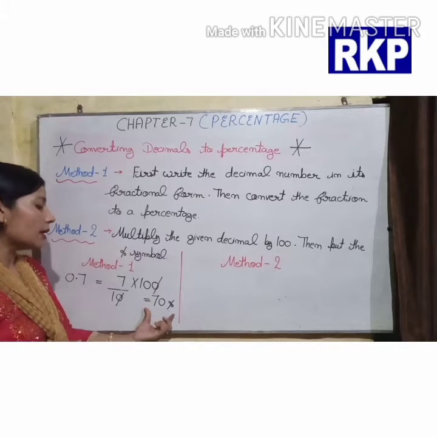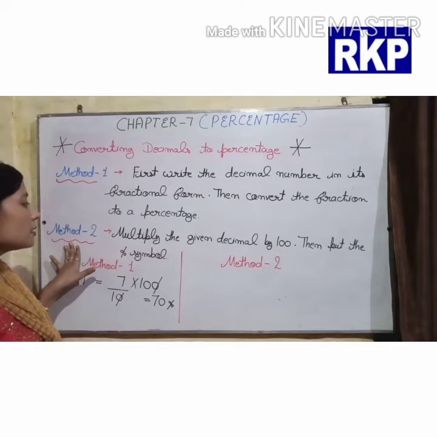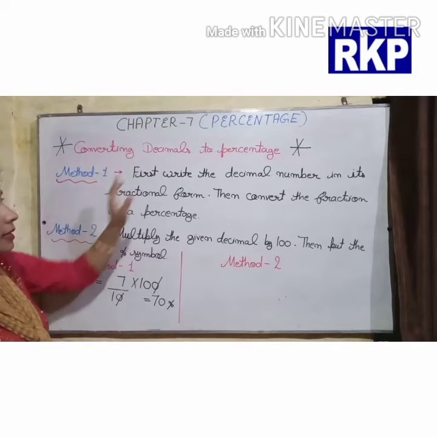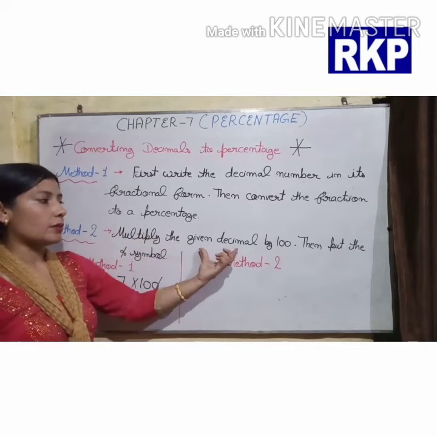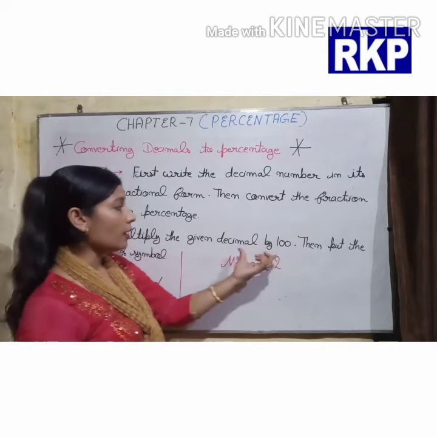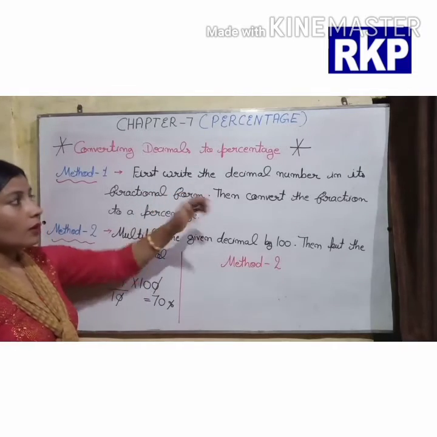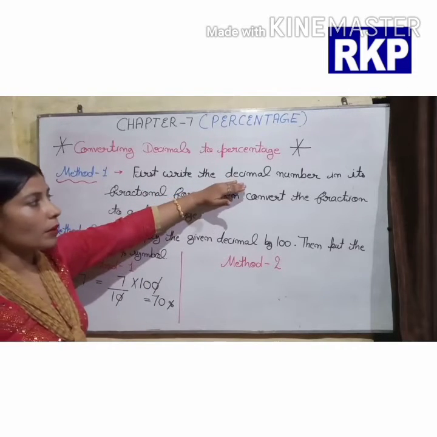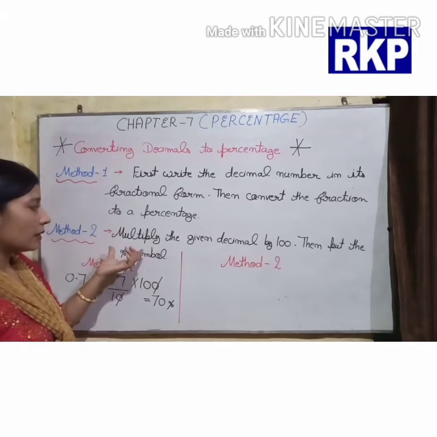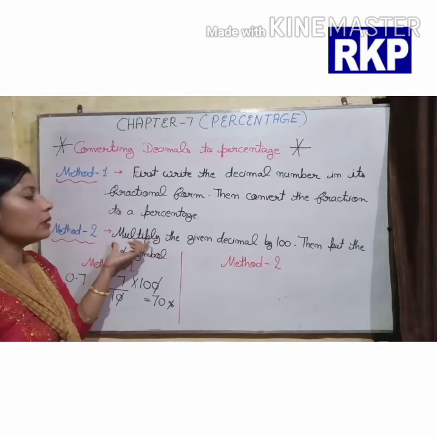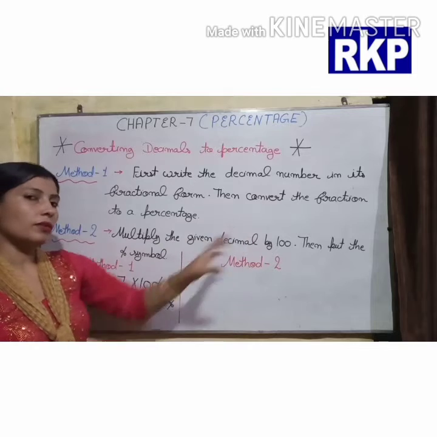Okay, now beta let us see the second method. What is the second method to convert a decimal into percentage? Multiply the given decimal by 100. In the first method, we first converted the decimal number into fractional form. But in this method we have to multiply the given decimal by 100 only.